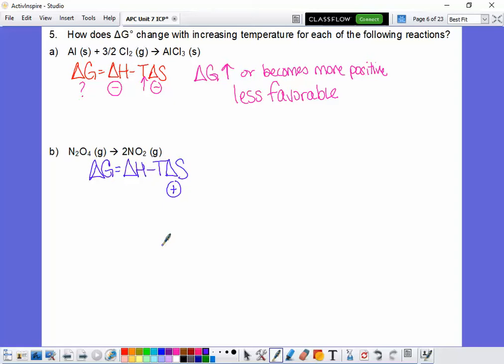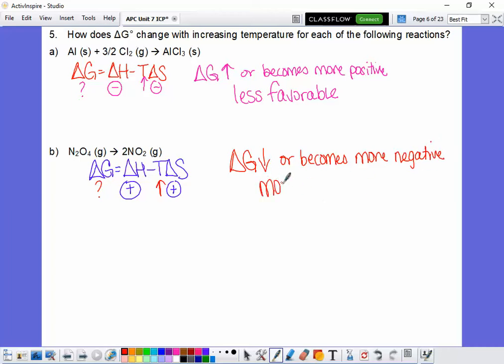Okay, so what sign does delta H have? Positive. So we're going to increase temperature and look to see what happens to delta G. Okay, so it's like the opposite as letter A. The signs are the same, but they're both positive. What's going to happen to delta G as we increase temperature? It decreases, becomes more favorable, becomes more negative. All these different ways to say that. Hold on. Let me write this down. So delta G decreases or becomes more negative, so it's more favorable.